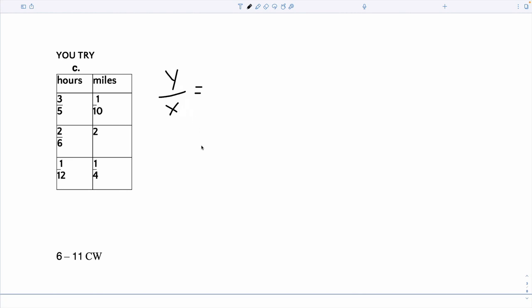Put y, then put x. Y over x. Which one's the x on the table, Abe? Hours. Good. It goes x and then it goes y. Label that, and now you can start solving it. 1/10 over 3/5. If you finish early, feel free to go to bronze number 1. Just flip back when we're checking as a whole class.